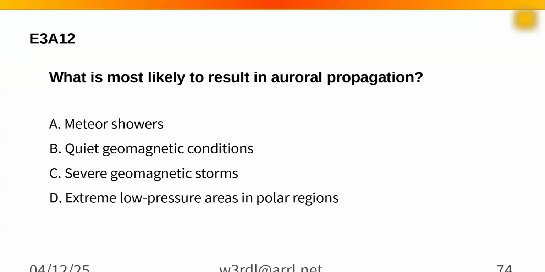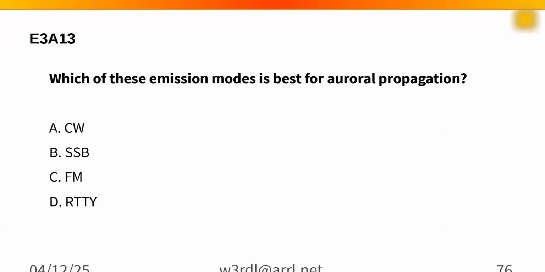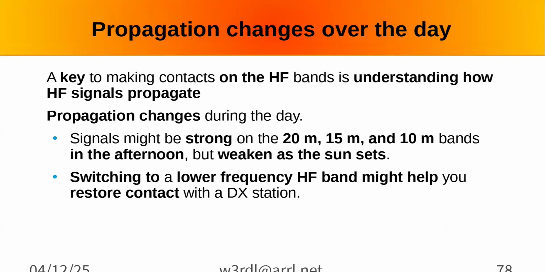What's most likely to result in auroral propagation? Big, yeah, magnetic storms. Which of these emission modes is best for auroral propagation? Let's get one of these. Yeah, see that. Let's see. Okay.